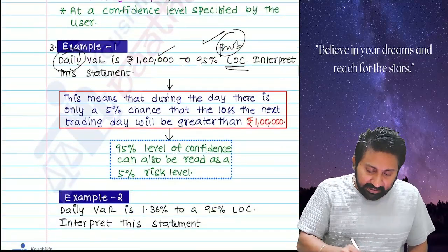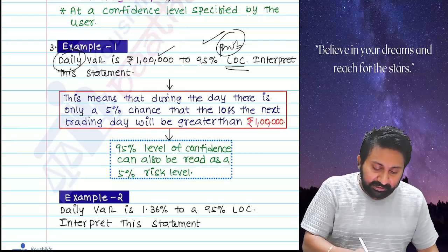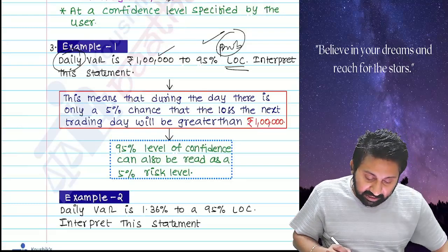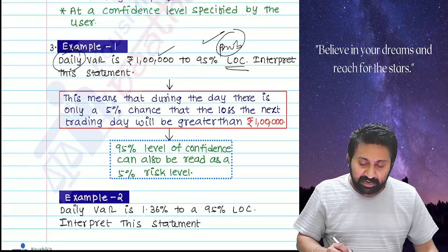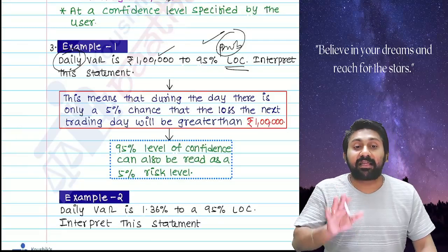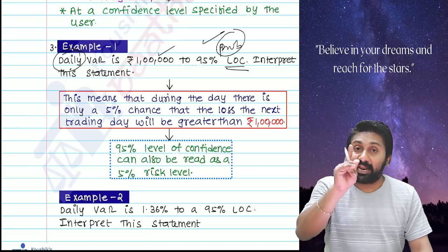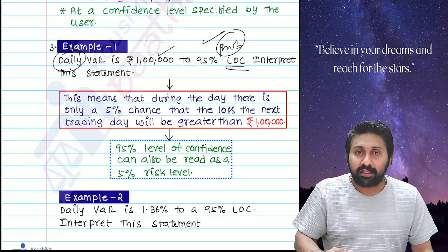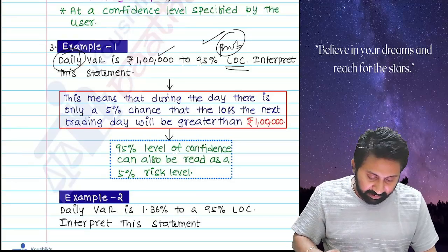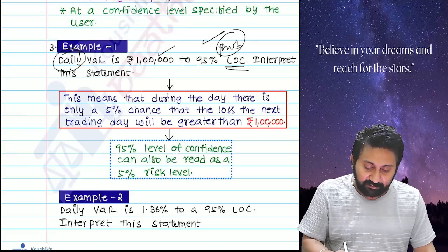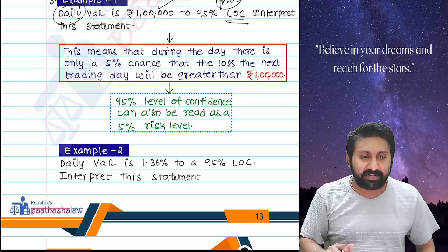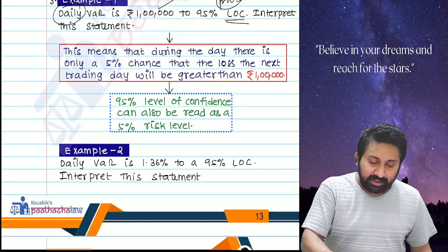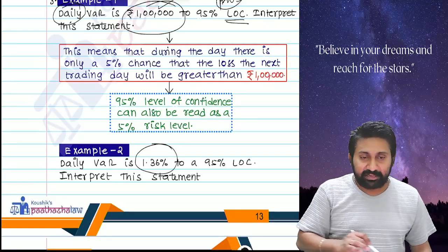So this means during a day there is only a 5% chance that the loss of the next trading day will be greater than 1 lakh. Means what? It is 95% probable that the loss won't go beyond 1 lakh. 95% level of confidence can also be read as 5% risk level. Interpret this percentage statement.